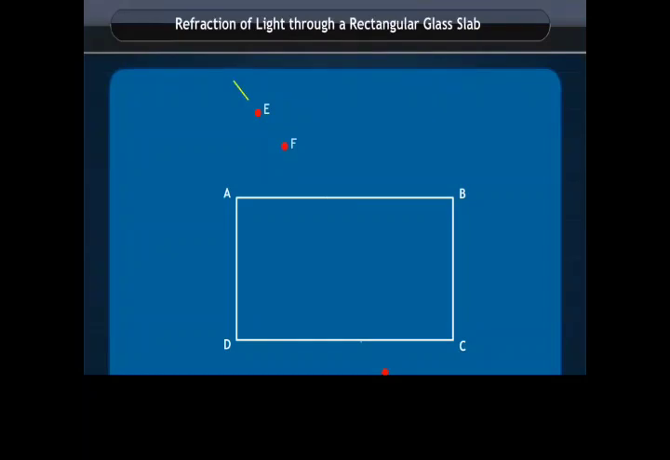Join the positions of the tips of the pins E and F and produce the line up to AB. Let EF meet AB at O. Similarly, join the positions of the tips of the pins G and H and produce it up to the edge CD. Let HG meet CD at O'. Join O and O'. Also produce EF up to P as shown by a dotted line.